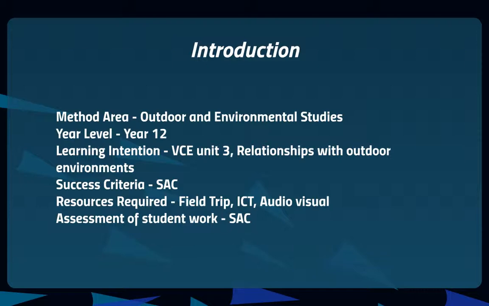So, the method area is outdoor and environmental studies. I'm aiming this work at Year 12, which would be part of the VCE Unit 3. And we're going to look at the outcome relationships with outdoor environments. For the success learning criteria, we're going to use a SAC, and the resources required are field trip, ICT, audio visual, and the field trips with outdoor education often include Indigenous components to it, so we'll get into that a little bit later.